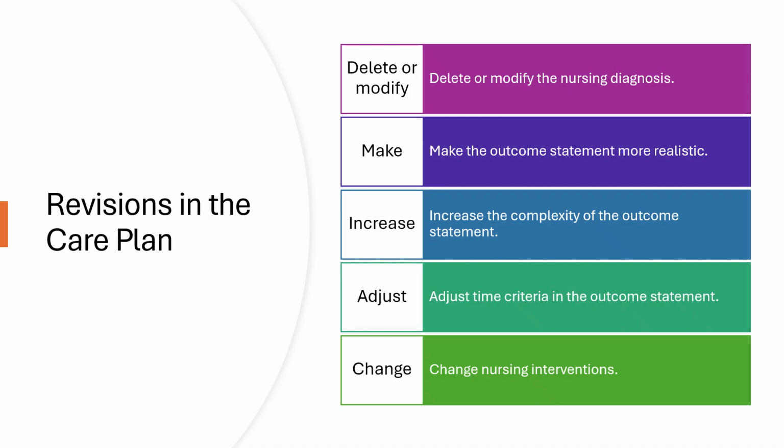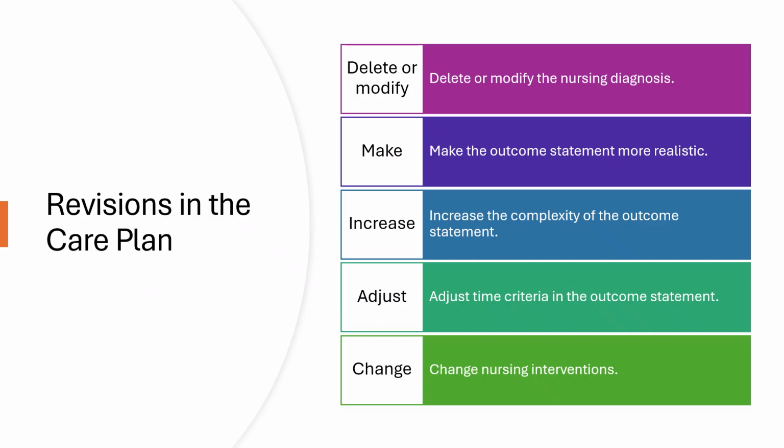This may be something like this. Delete or modify the nursing diagnosis or problem. Maybe the issue isn't relevant or meaningful to the patient. Make the outcome statement more realistic. You might need to adjust based on the patient's current abilities, motivation, or preferences, or increase the complexity of the outcome. If the goal is met, step it up to promote continued progress. For example, from patient transfers from bed to chair, to patient walks around the room with walker.